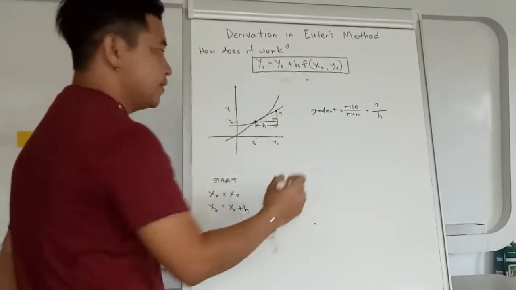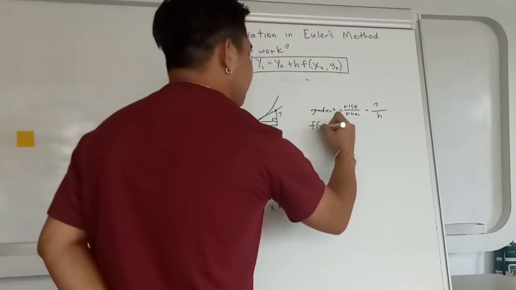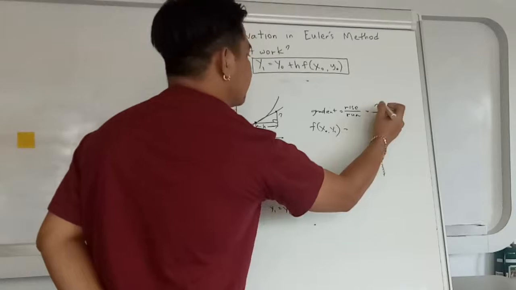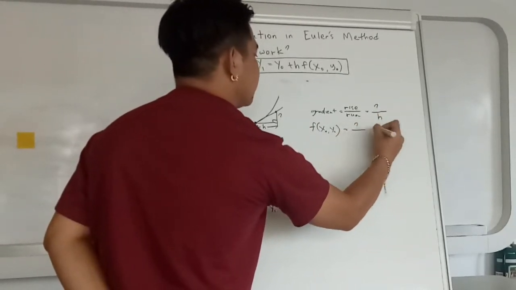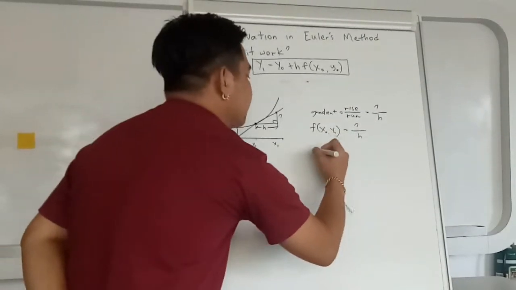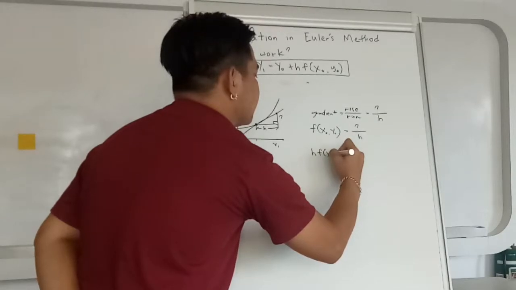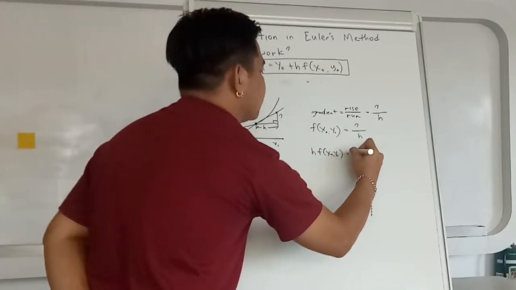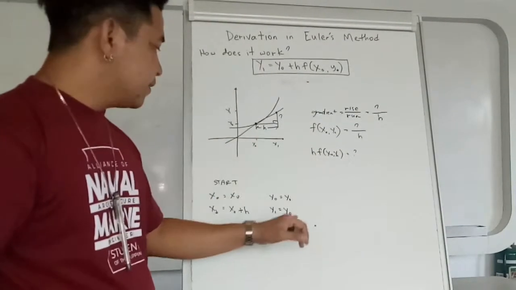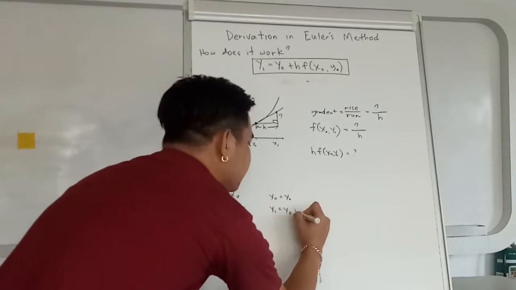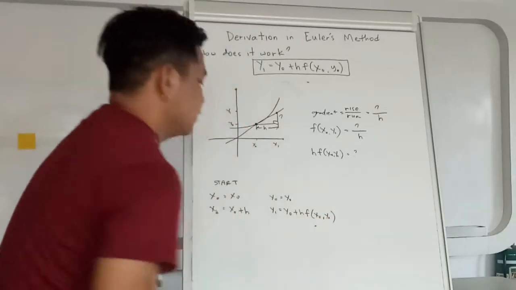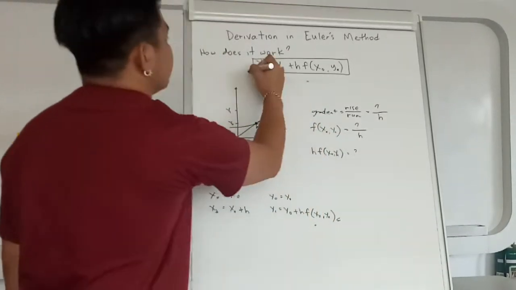We know that our gradient is f of x sub 0, y sub 0 here, and our rise is unknown over the h. So we cross multiply: h times f of x sub 0, y sub 0 is the unknown. So we add this formula to y sub 0, so y sub 0 plus h times f of x sub 0, y sub 0. So it's the same as this one.